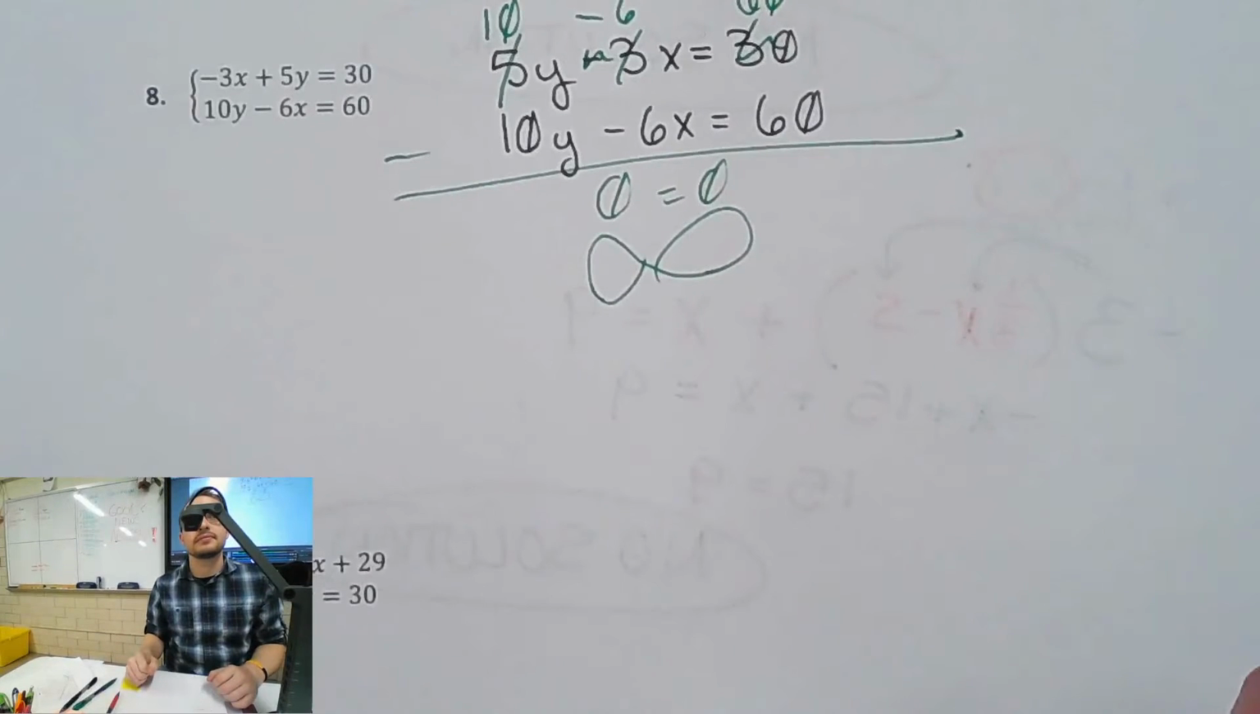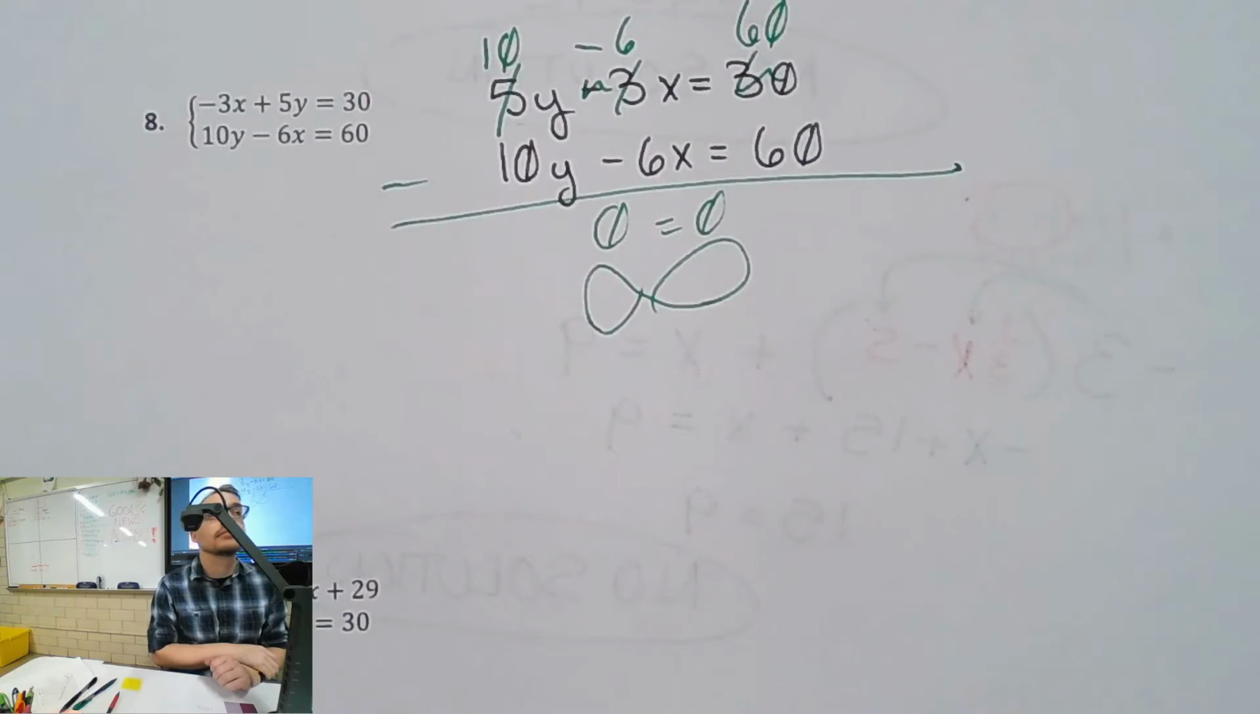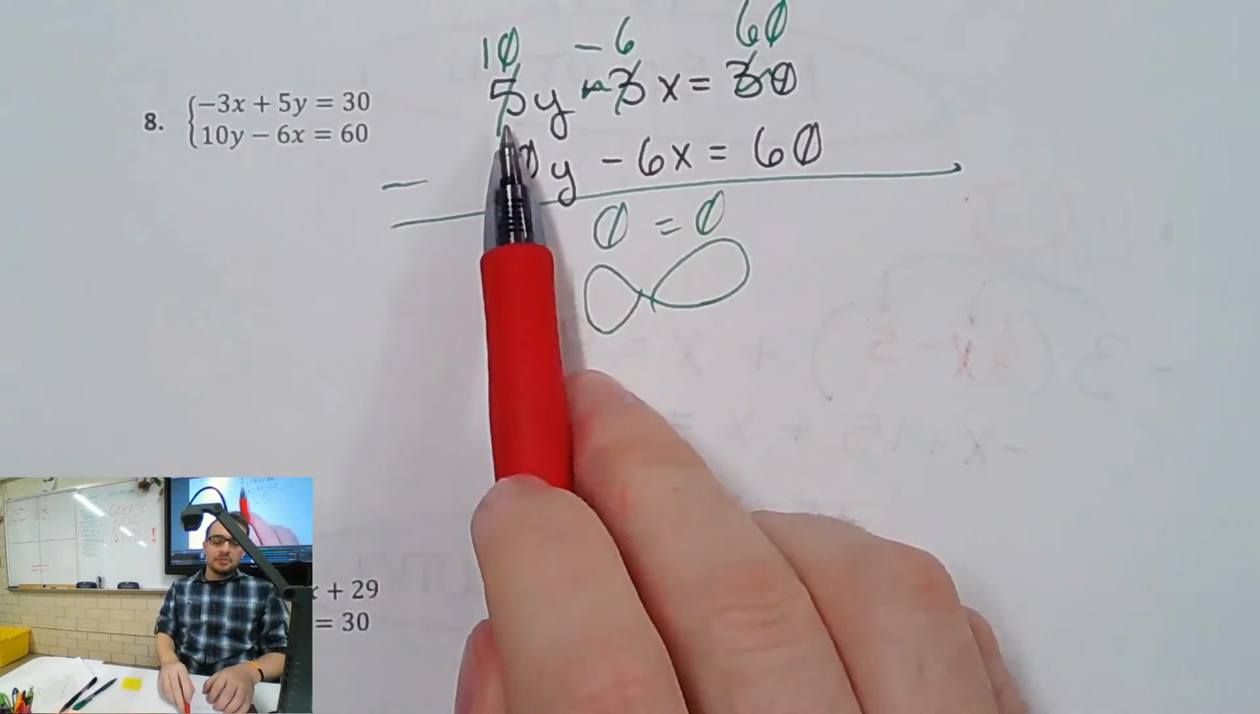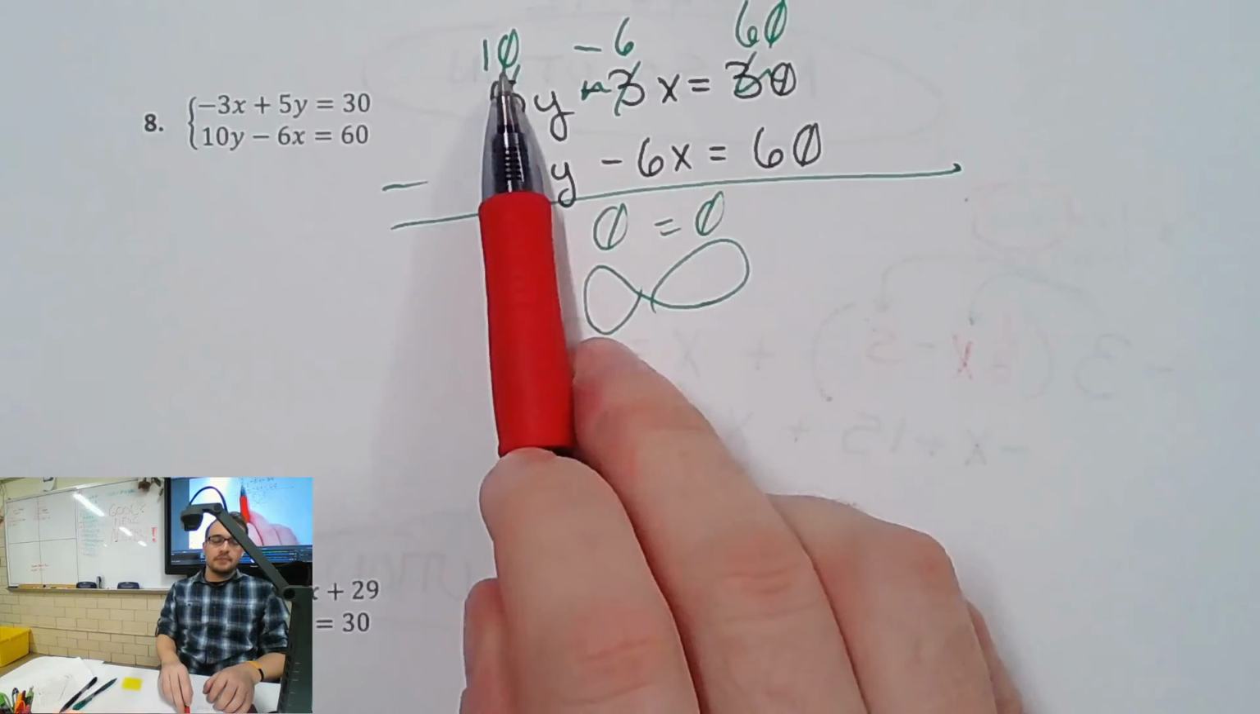You just like your infinite solutions, don't you? Yeah, why not? Could you re-explain that? Yes, so check it out. I needed something to go away. So I wanted the 5 to match the 10, so I multiplied it by 2, right?